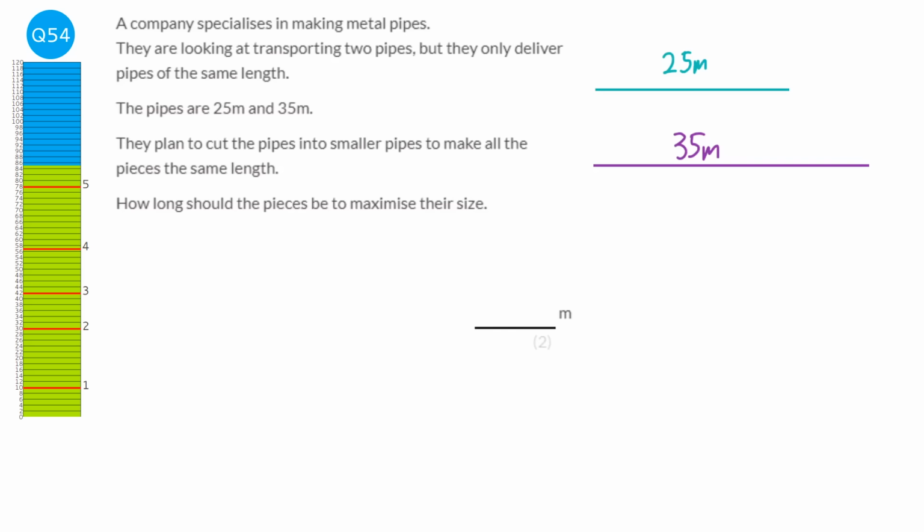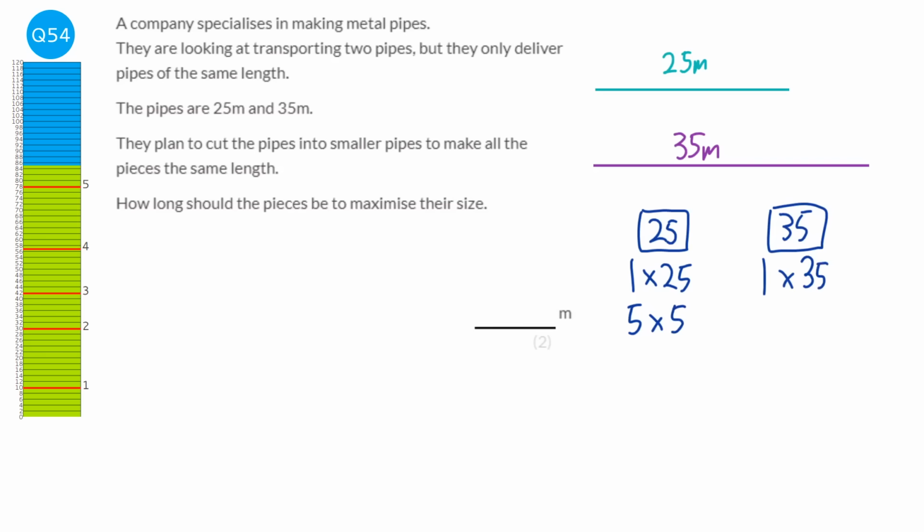So to find the highest common factor, what we do is we just find the factors of 25, which is 1, 25, and 5, and 5, and the factors of 35, which will be 1 and 35, and 5 and 7. And the highest common factor is the number in both lists, the highest number in both lists, so it's 5. So what we can do is we can cut all of these pipes into 5 meter pipes.